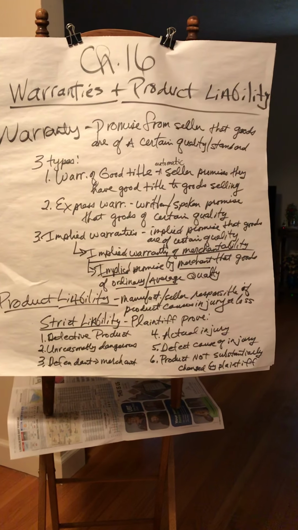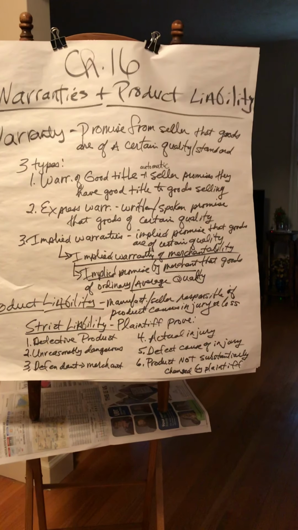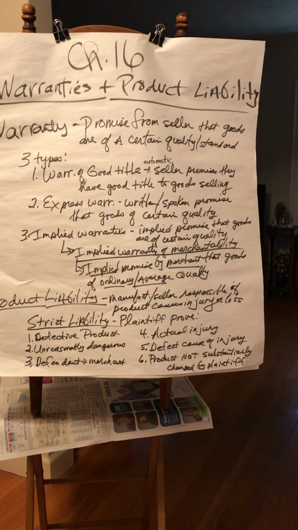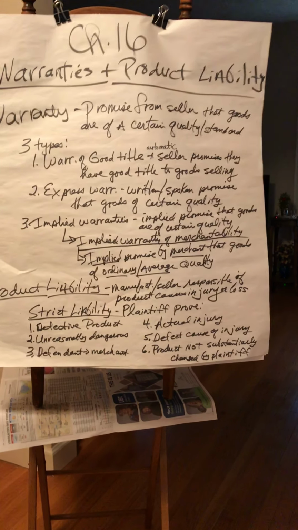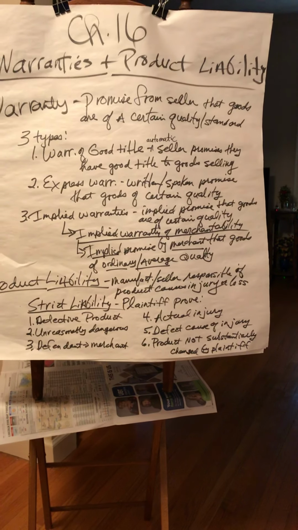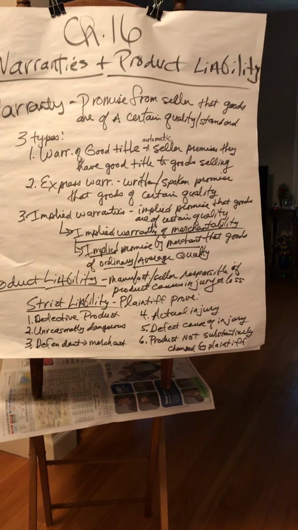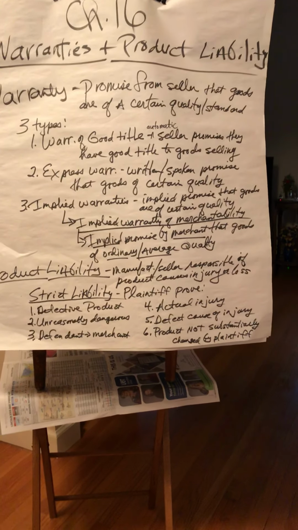Now, there are three basic types of warranty. There's a warranty of good title, which is an automatic warranty, where the seller promises they have good title to the goods. There's an express warranty, which is the written or spoken promise that goods are of a certain quality. And there's an implied warranty. This is an implied promise that the goods are of a certain quality.